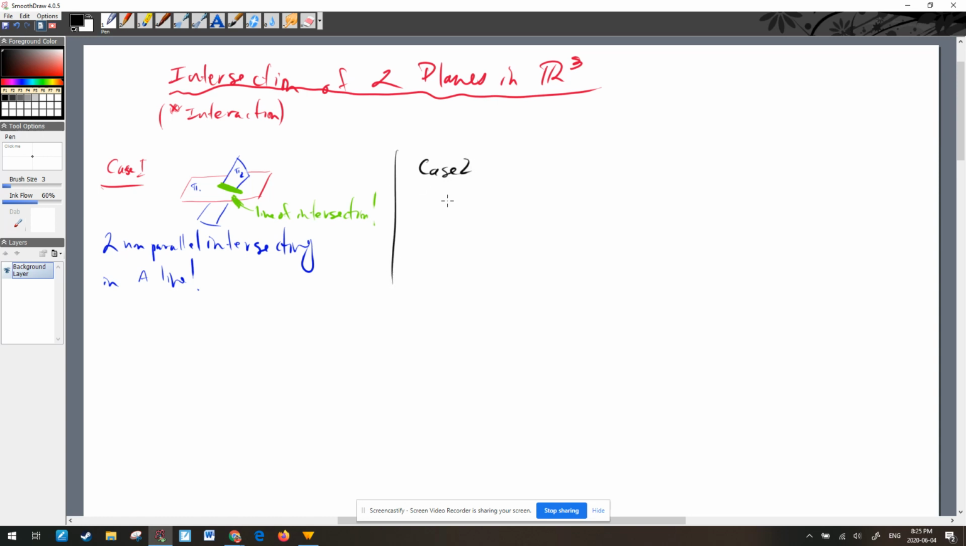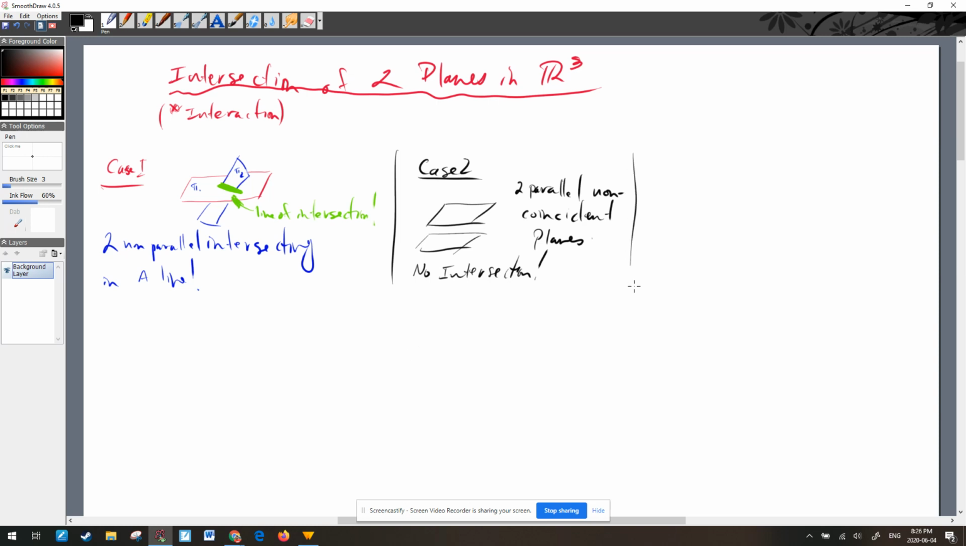Case two. So case two is less interesting. We have a plane and another plane. And so what we have is two parallel, non-coincident planes. That means there are two parallel planes that do not touch. Okay, so this has a line of intersection. This, of course, has no intersection. Okay, so no intersection. And then case three, can you guess what case three is?